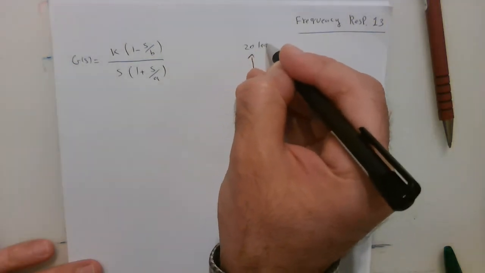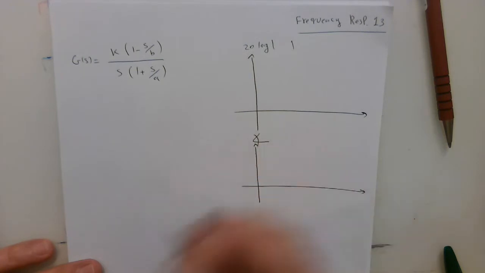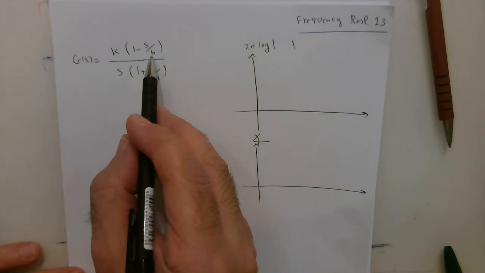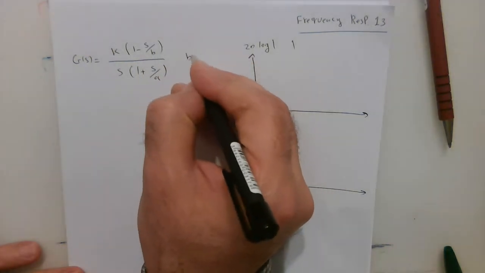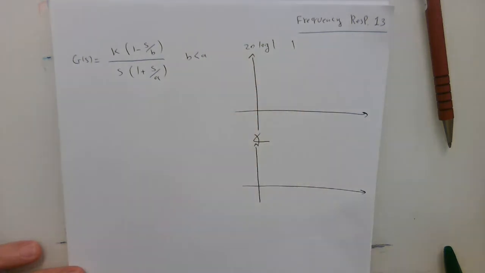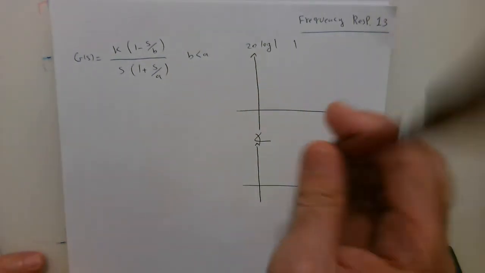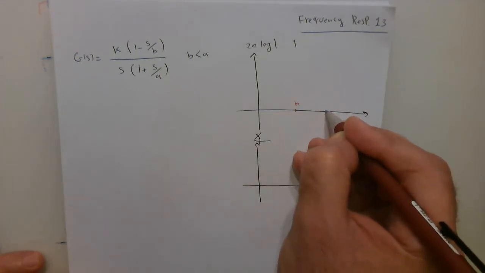20 log of |G(jω)|, and then the phase of G(jω). The important frequencies are b and a, and suppose that b is less than a, which means that we have the 0 first and then we have the pole. So suppose that b is here and a is here.